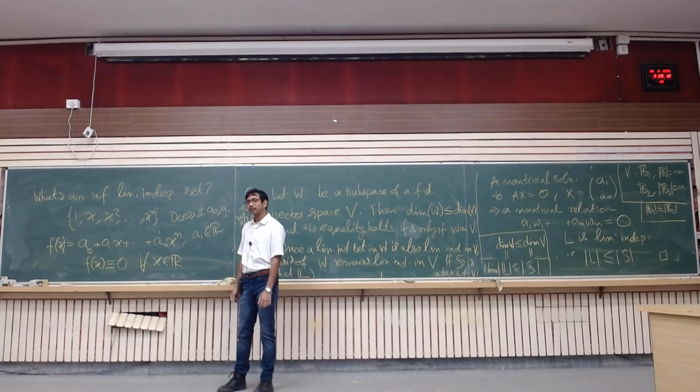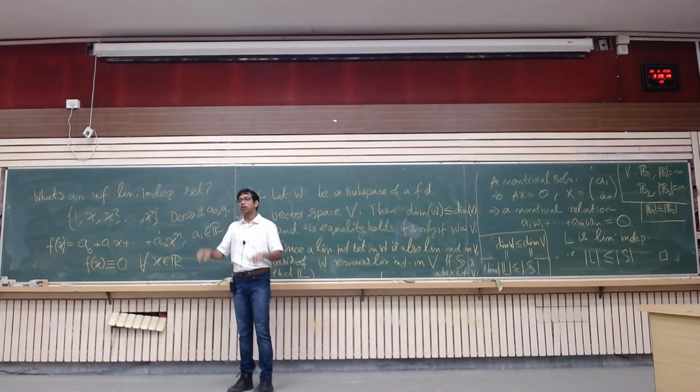So you are arguing by invertibility of some matrix, right? That matrix has a name. It's called the Vandermonde matrix. Indeed, that's a valid argument. Any other way to do it?